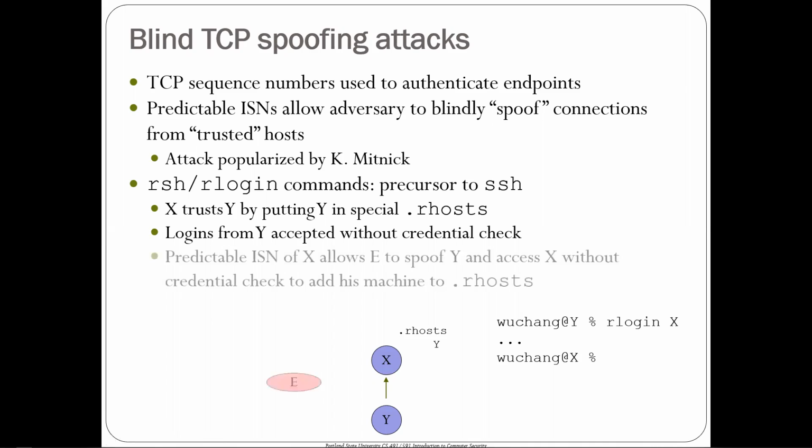Okay. The predictable initial sequence number of X is going to allow E to pretend to be Y without seeing Y's packets going back and forth between X and Y. And so if E can pretend to be Y, E can get a session on X. And that's the attack that we're going to do.